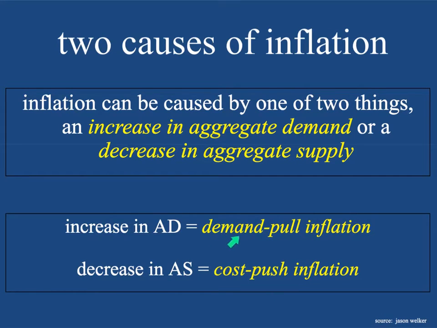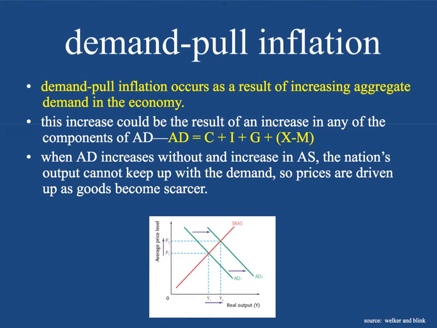But let's take a look at just demand pull, and I just wanted to show you this slide so you could see where it fits in. Here you go. Demand pull inflation occurs as a result of increasing aggregate demand in an economy. This increase could be the result of an increase in any of the components of aggregate demand: C plus I plus G plus X minus M. Consumer spending, investment by firms, government spending, and exports minus imports will result in increased aggregate demand or decrease, but we're talking about an increase in aggregate demand.